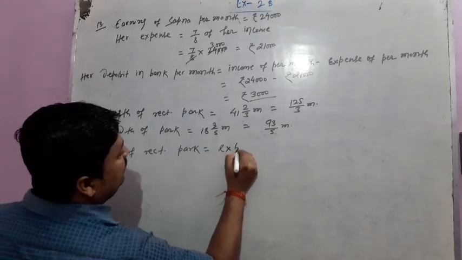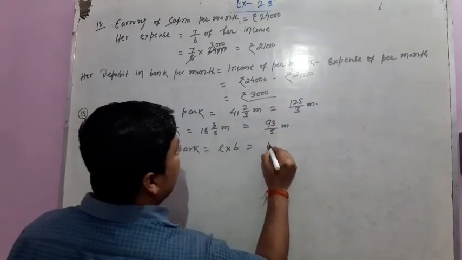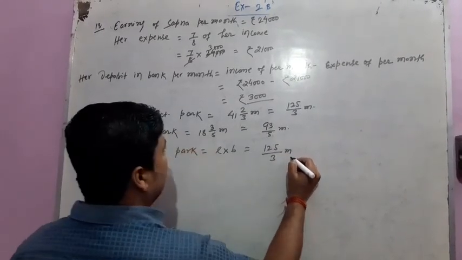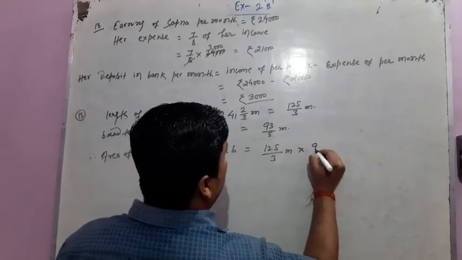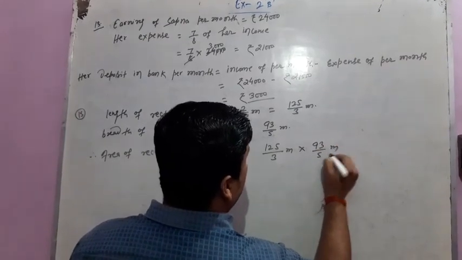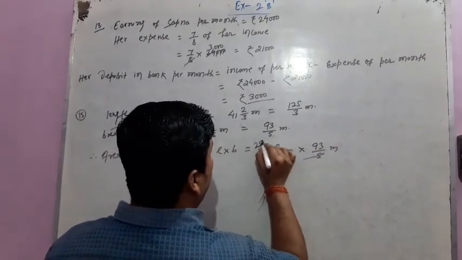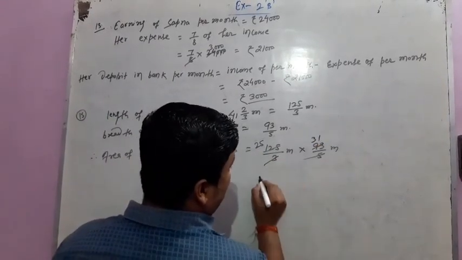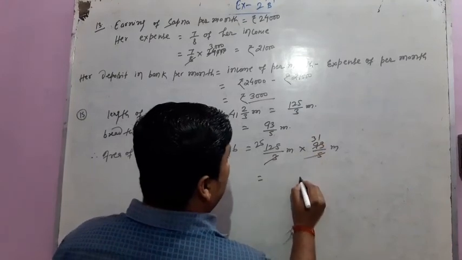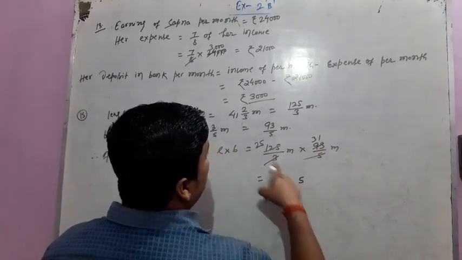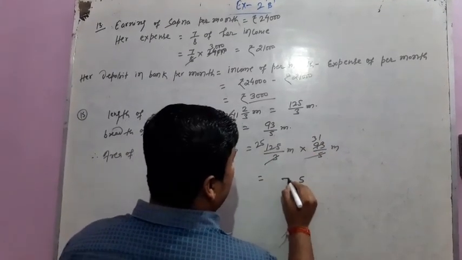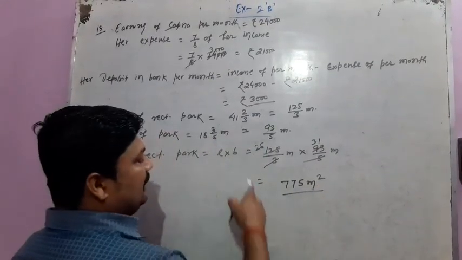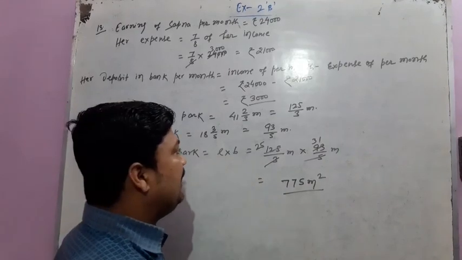Therefore, area of rectangular park is equal to length into breadth. So the length is here 125 by 3 meter into 93 by 5 meter. 5 into 25 is 125, and 3 into 31 is 93. So the area is 775 meter square.